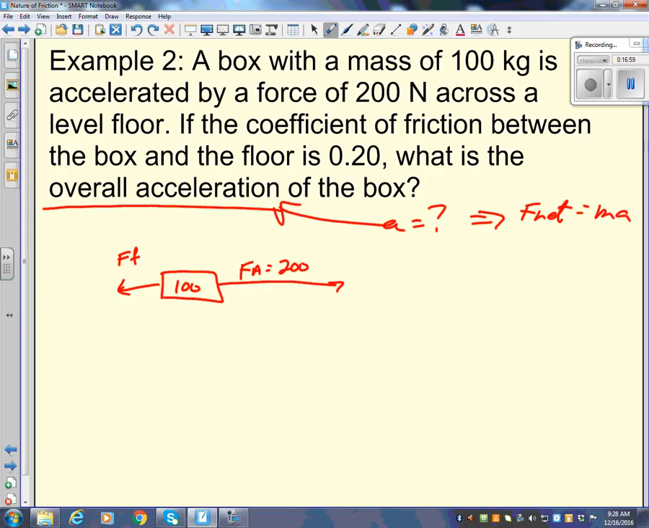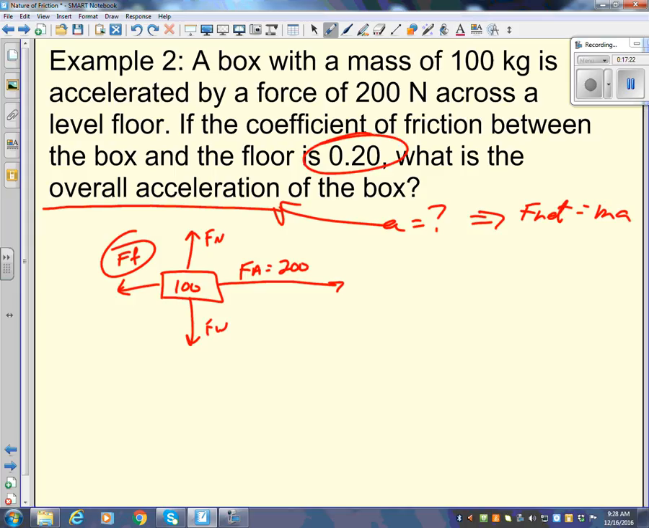Do I know the F net? No. But I can find it. It's going to be the FA and the FF, right? But I need to know the FF. Weight force. 0.20 is the mu value, right? The coefficient of friction, the mu value is 0.2.